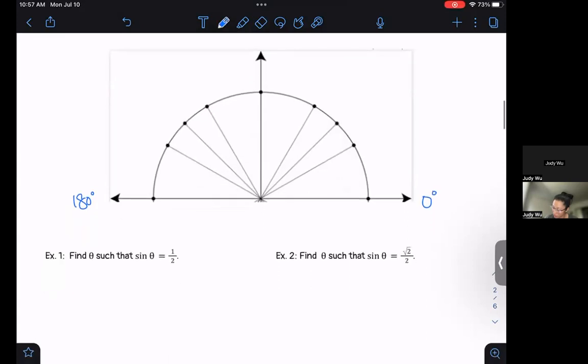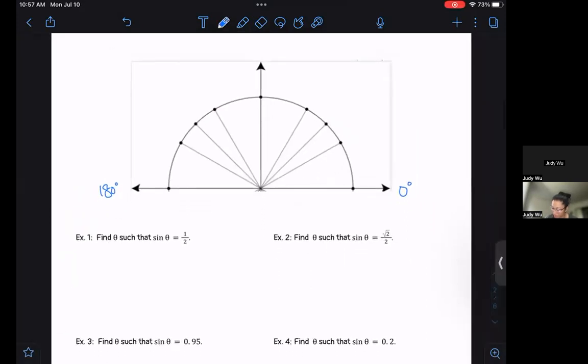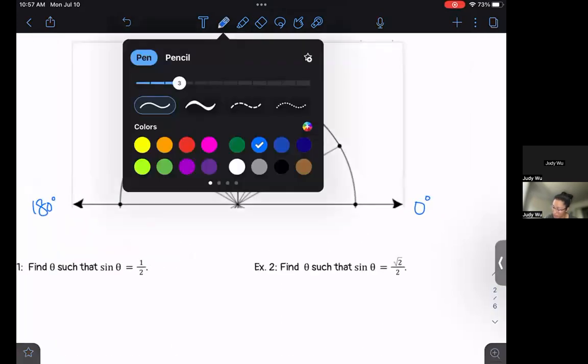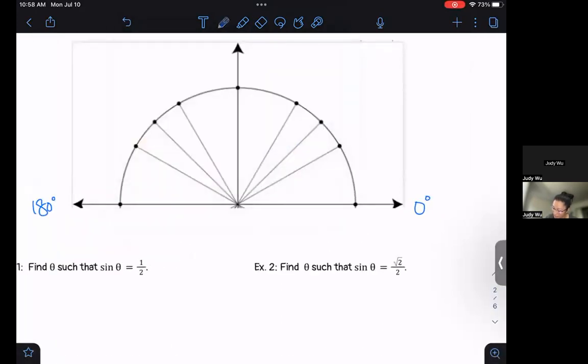But I want us to explore these 4 questions down here. So example 1 says, find theta such that sine theta is 1/2. So if I look at my unit circle, okay, I might notice that sine theta equals 1/2 is the angle where the y value is 1/2. And that is right here, okay? That is in fact at 30 degrees.